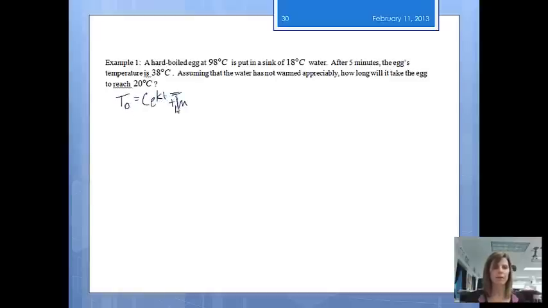Okay, and one thing that I can go ahead and do right now, I know the temperature of the surrounding medium, and that is, it is put into a sink of 18 degrees Celsius water. So that's the temperature of the surrounding area. So we're going to put temperature of the object is equal to C e to the kt plus 18. Okay, now from here, just like we did in all the other problems on the exponential growth and decay, we will find C, and then we'll find K, and then we will solve the problem.